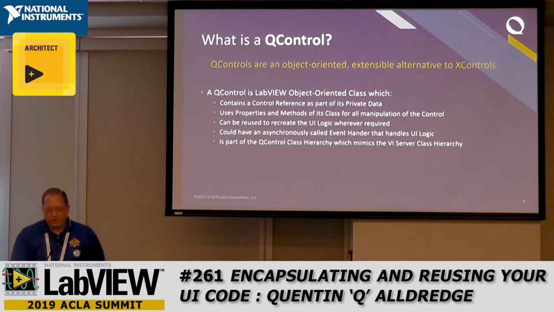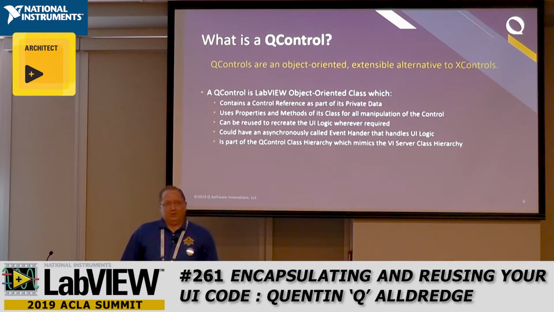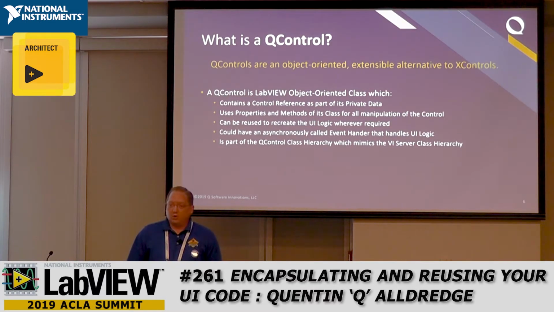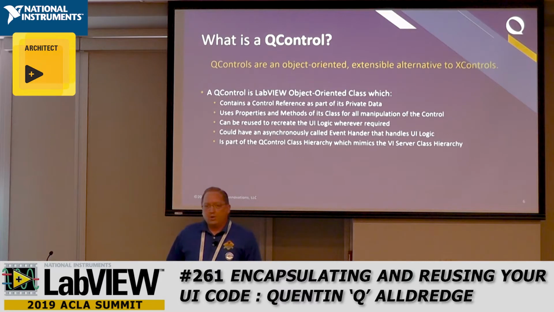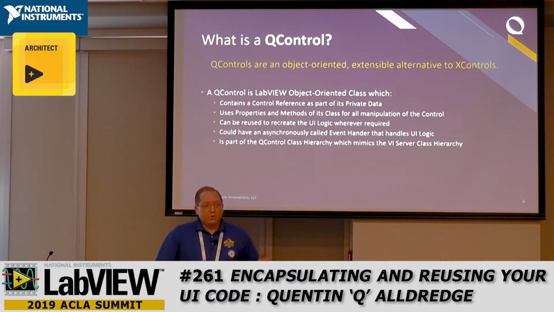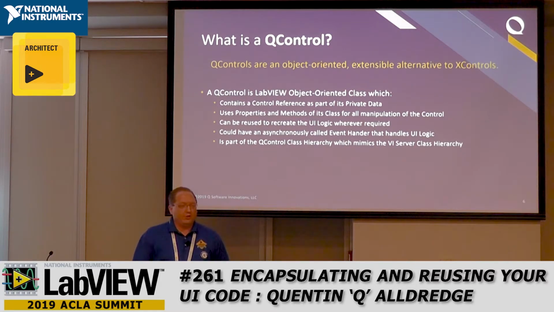So first, a recap of Q controls. Q controls are an object-oriented, extensible alternative to X controls. In a nutshell, they're a class that has a reference to the control that you want to control in it. And after that, you do all of the manipulation of that control or multiple controls, which I'll show you in a minute you can do, through the interfaces of that class, through the properties, through the methods, and everything of that class. Now, one thing it gives you is part of the toolkit, because you're inheriting from a chain of classes that I've already created for you that exist as part of the toolkit.